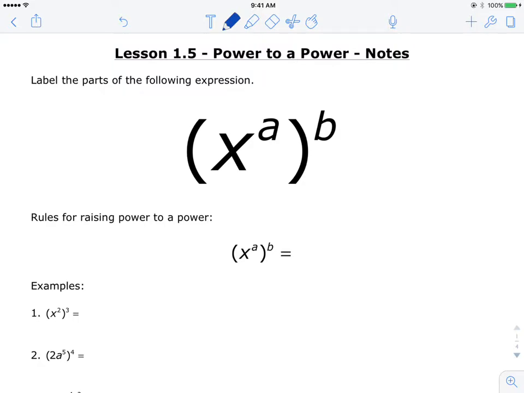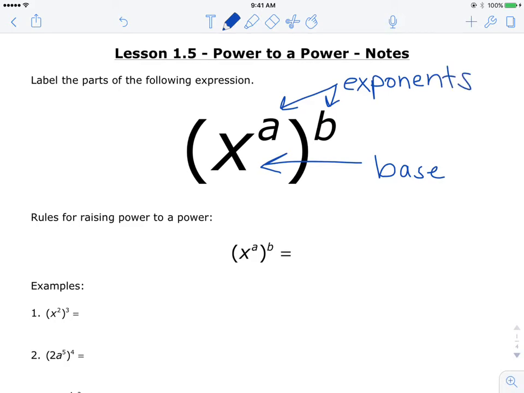All right, these notes today are on a new exponent rule that we haven't looked at yet, which is called power to a power. So real quick, let's remember that this variable on the bottom, we're always going to be calling the base, and that these two exponents up here are, well, I already said it, right? These are our exponents. Okay, the a and b represent the exponents.